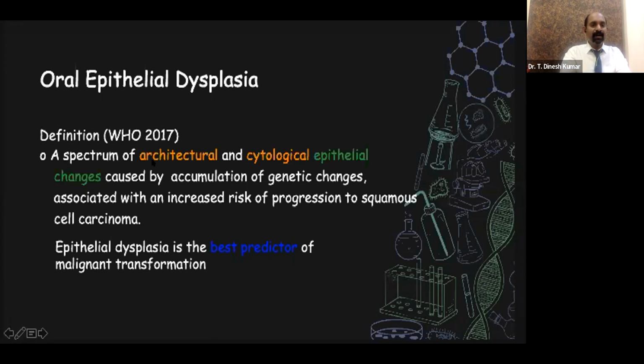So it is characterized by a spectrum of architectural and cytological changes, which you will be seeing in the subsequent slides. So dysplasia basically means the disordered cellular organization, which is seen as an architectural change in the epithelium and cytological changes in the individual cell.